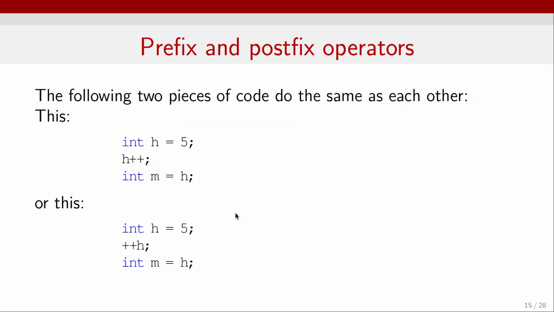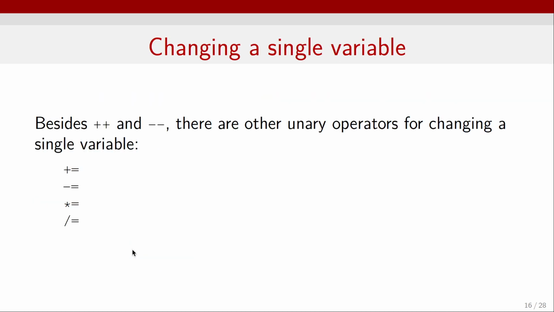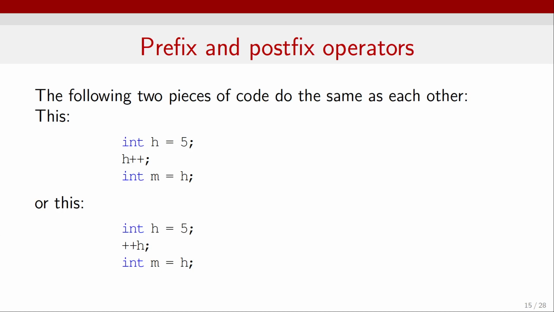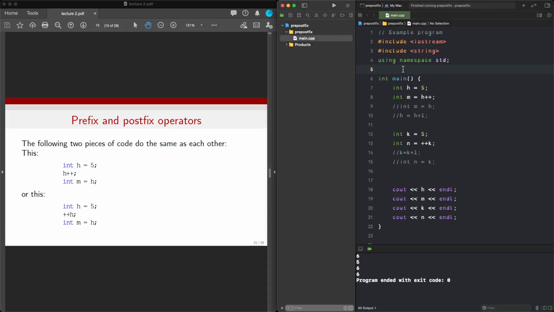Okay, so let's look at these two pieces of code. Here I have an integer h equals 5, and then if I type h++, and I can define another integer m equals h, and I can print m and h and see what happens to it. Or I can do the same, but instead of h, I can have plus plus h. So let's do that and see what happens. Okay, so here I've written this program.